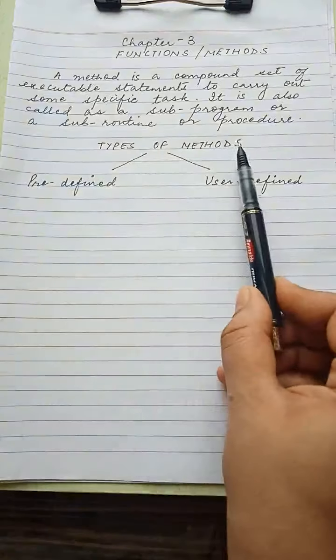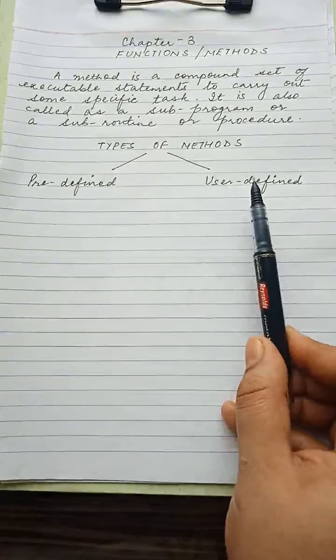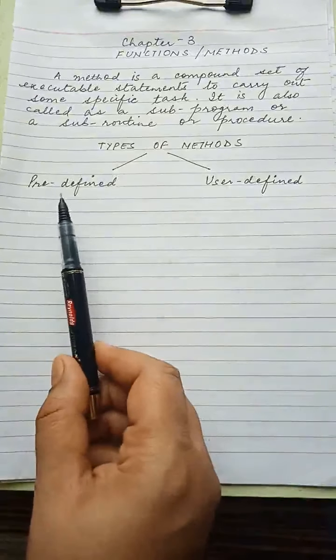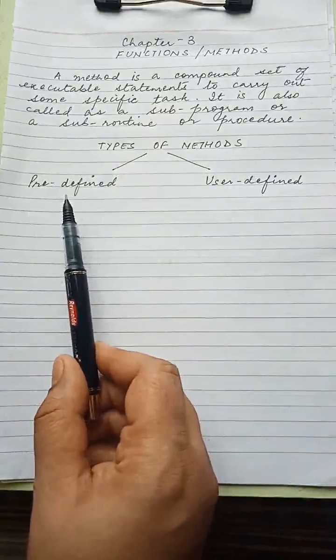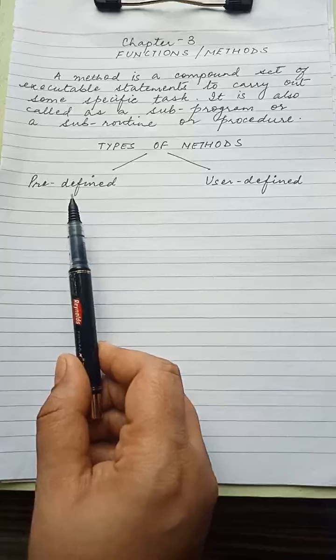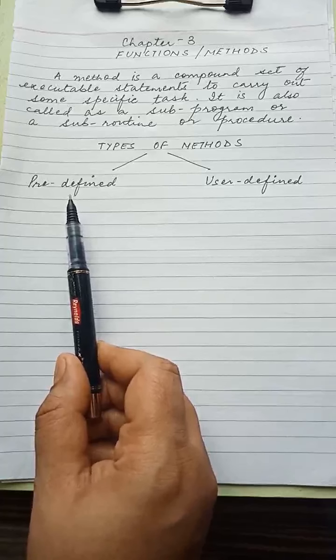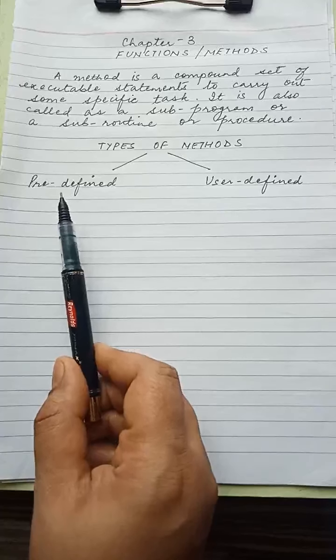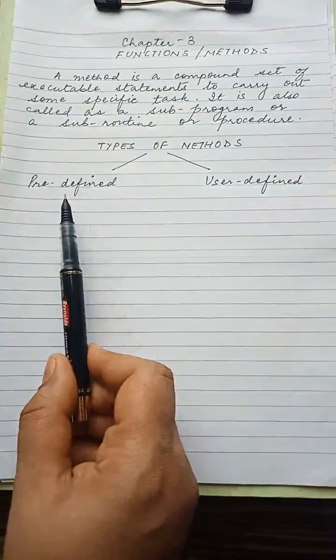Now comes the types of methods. There are two types of methods. First is predefined, the second is user defined. What are predefined methods? Predefined methods, or functions, or built-in functions, are those functions which are available with the programming language being used and transferred into the memory as soon as the software is loaded. As soon as the Java software is loaded in the memory, all the predefined functions are available.